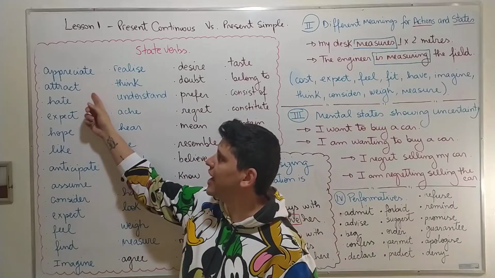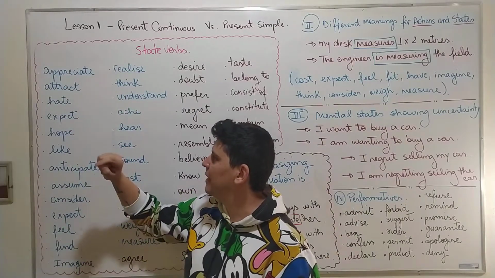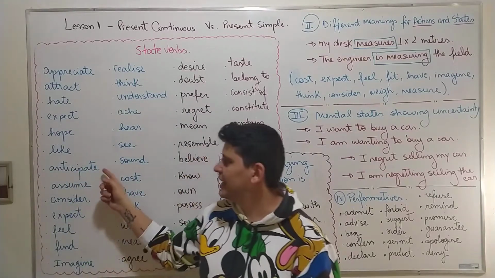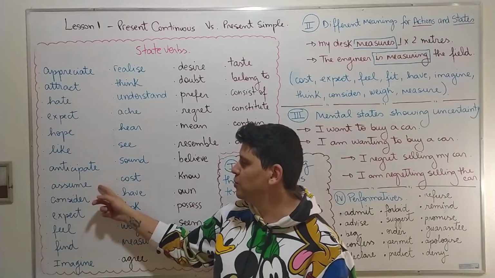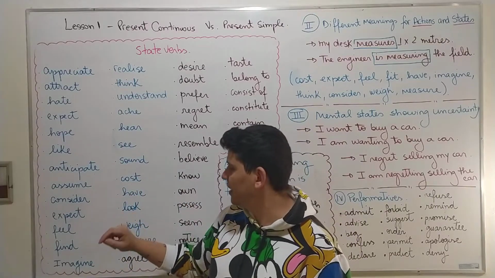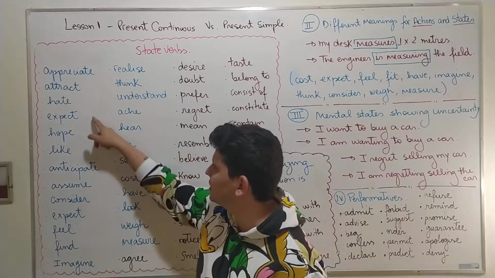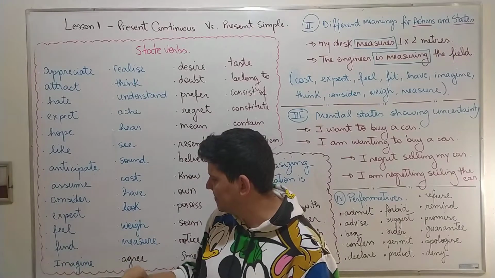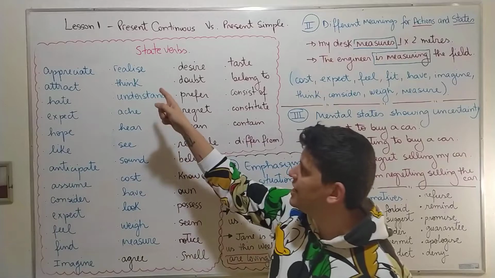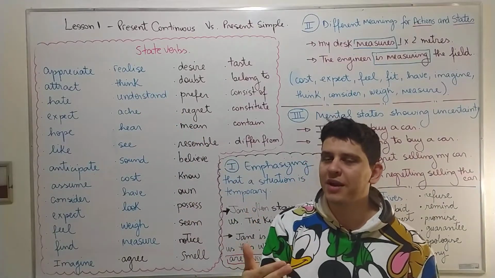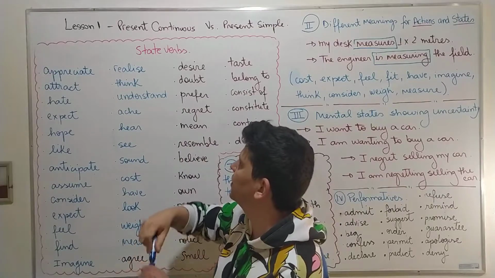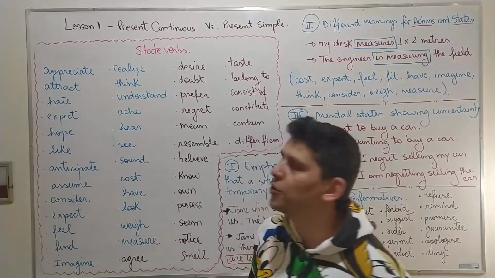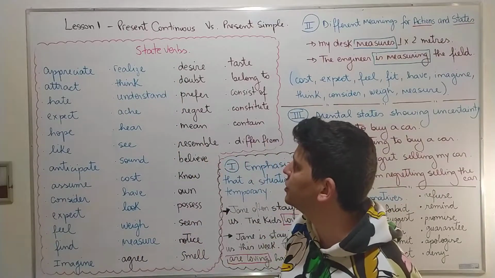Appreciate, attract, hate, expect, hope, like, anticipate, assume, consider, expect. Oh, I've written expect twice, my bad. Feel, find, imagine, realize. If you are more used to American spelling, you will see this verb with a Z, written with a Z instead of with an S, but both forms are correct. One is American, the other is British.